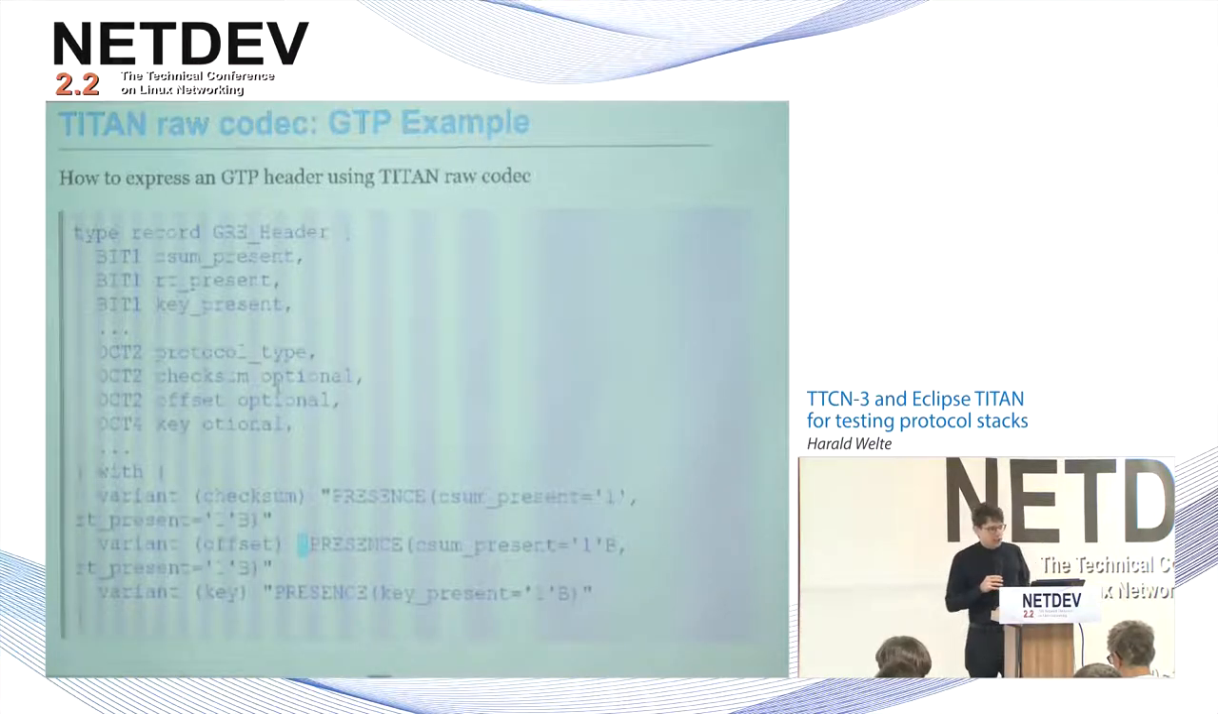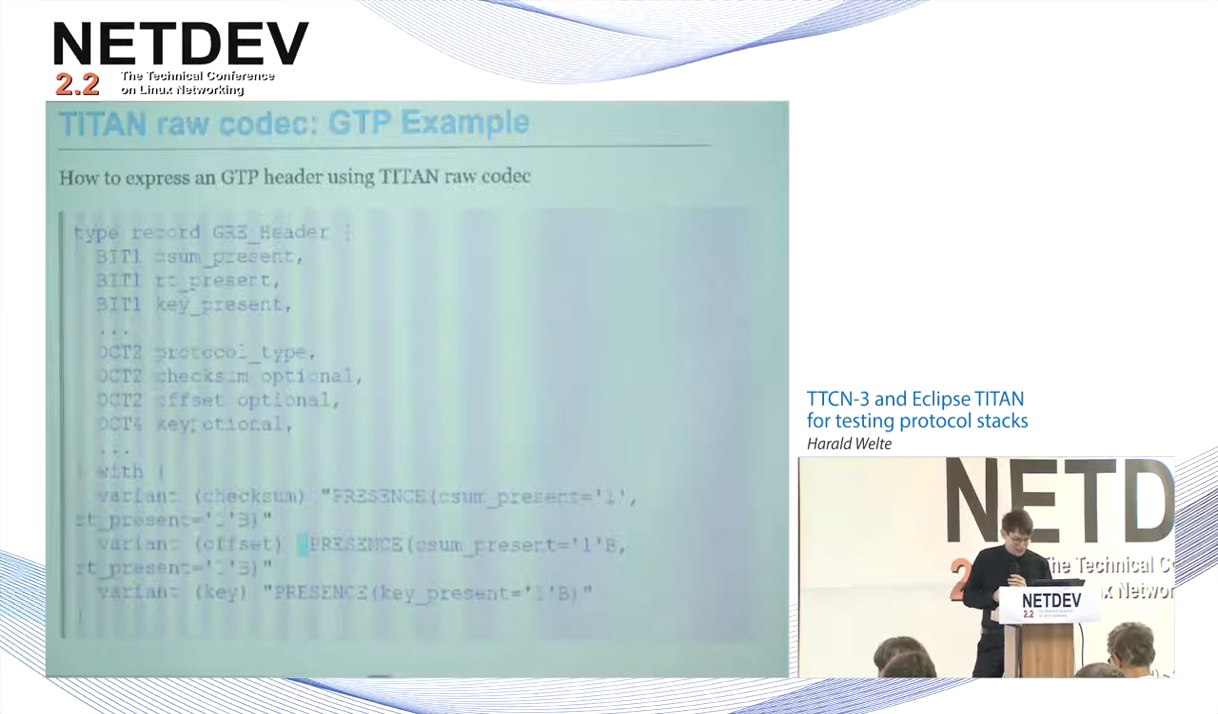Here, for example, there's a GRE header. GRE has some bit flags in the beginning that define which other optional fields later in the header appear. So we have a checksum present bit, an RT present bit, and a key present bit. So we define that header, and of course there's more bits, and later we have some octets, protocol type, checksum, and so on, and some of those are optional, like the checksum, the offset, and the key. And it's optional, not original, as I said.